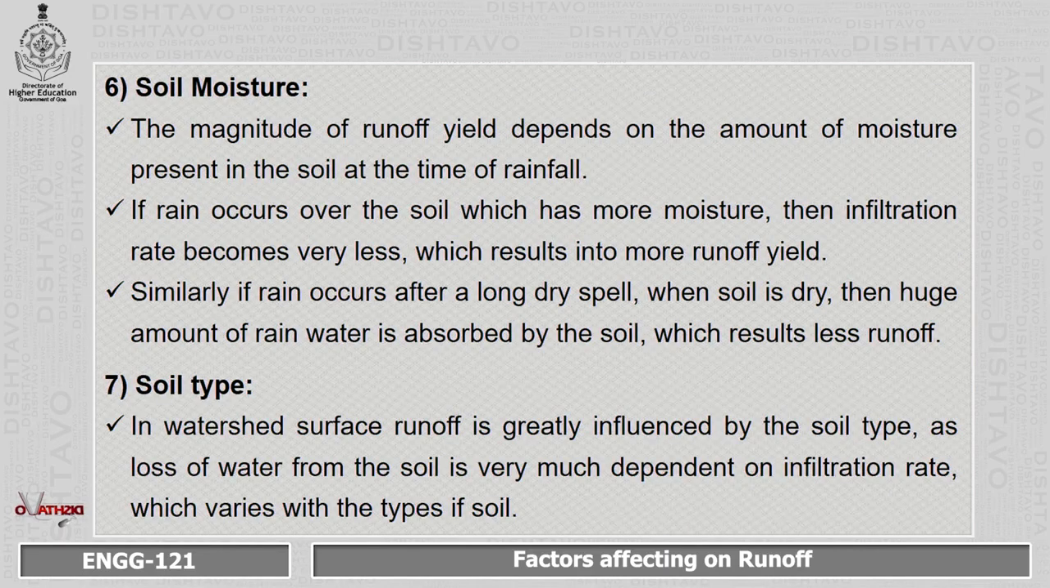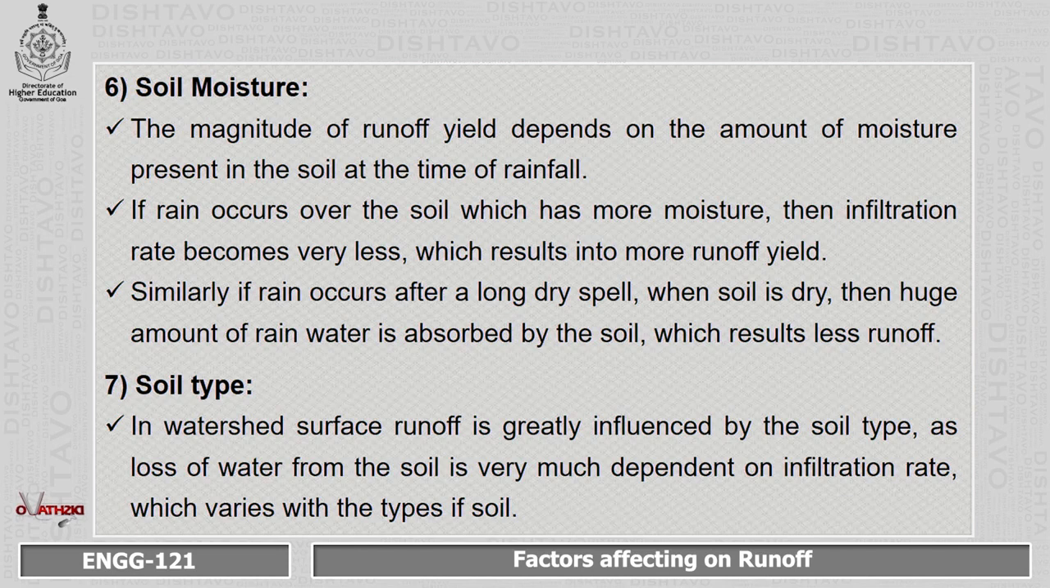Next factor is the soil moisture. The magnitude of runoff yield depends on the amount of moisture present in the soil at the time of rainfall. If rain occurs over soil which has more moisture, then the infiltration rate becomes very less, which results in very high runoff. But if the soil is not saturated, then the infiltration rate is more and the runoff will be less.